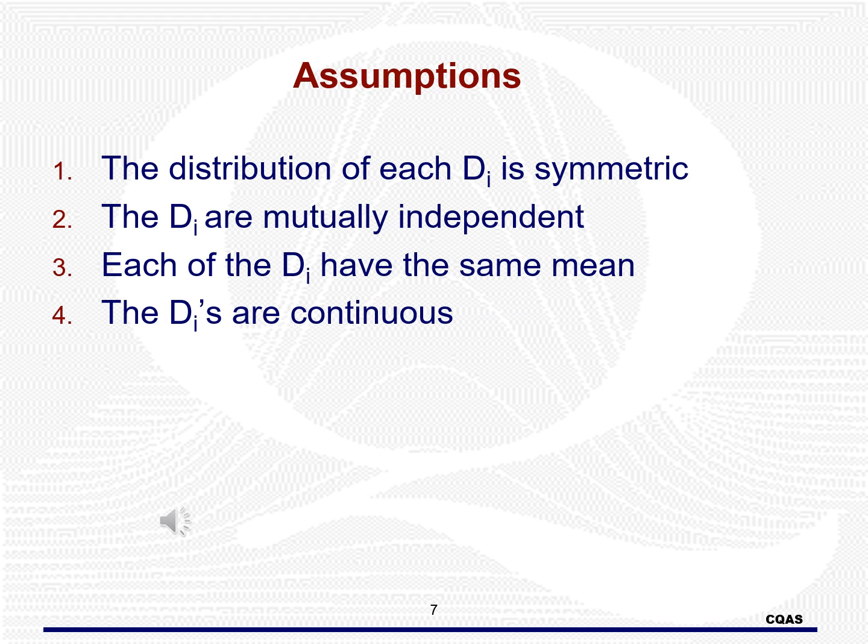Let's look at assumptions. For this test, we should assume that 1. The distribution of each d is symmetric. 2. The d are mutually independent. 3. Each of the d have the same median. 4. The d's are continuous. Notice that this means that this test works only for continuous symmetric distributions. Otherwise, we should be using the sign test.